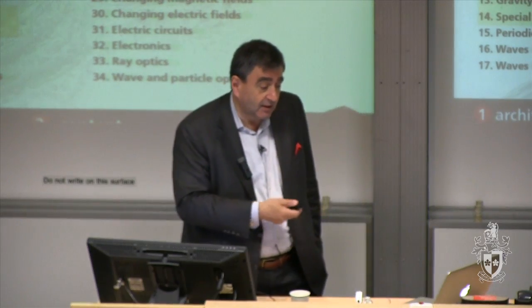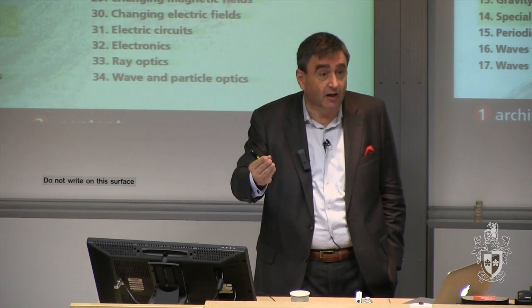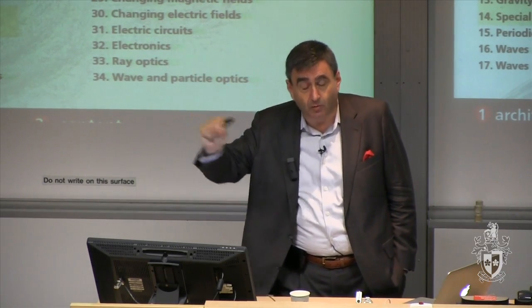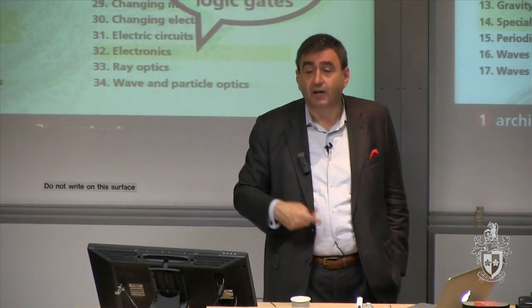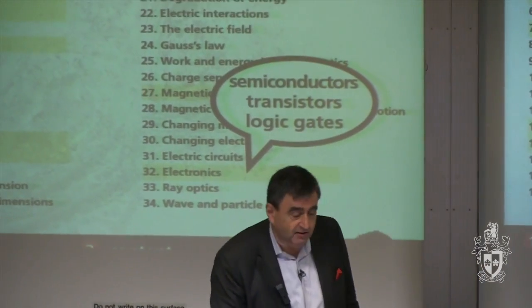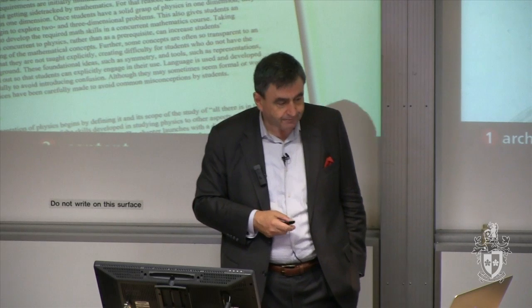I put the relativistic connection between electricity and magnetism there, where magnetism is, using Purcell's argument about an electron moving next to a wire, further simplifying it so I could bring it down to this level. Semiconductors, transistors, logic gates are right there, and then photons and particle interference are in chapter 34.